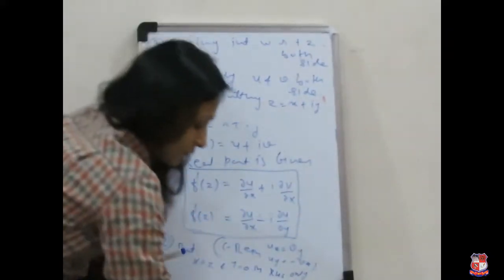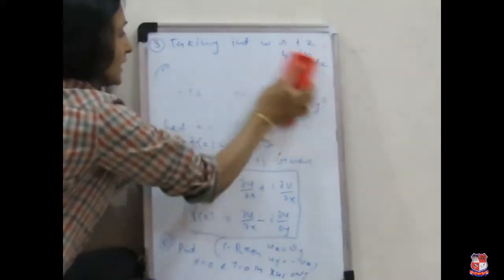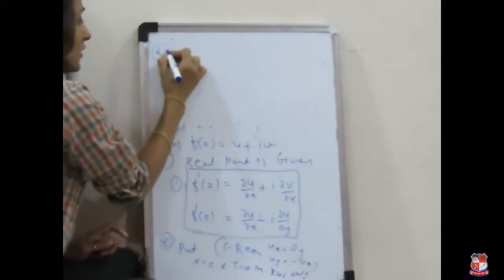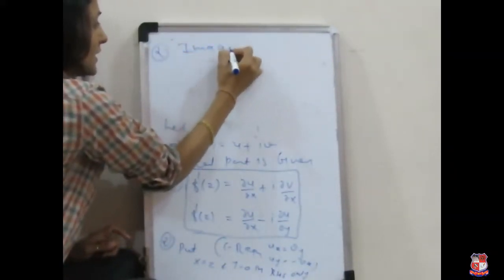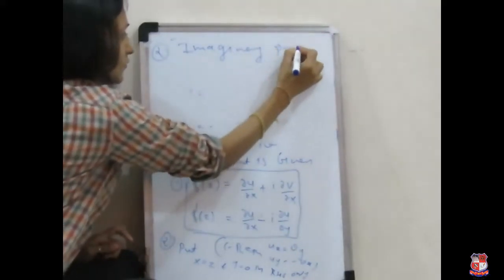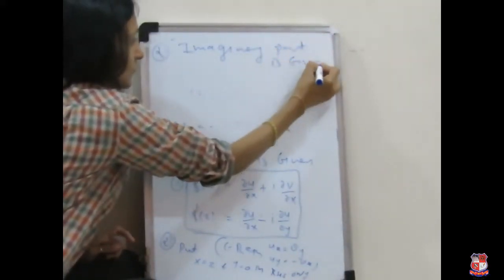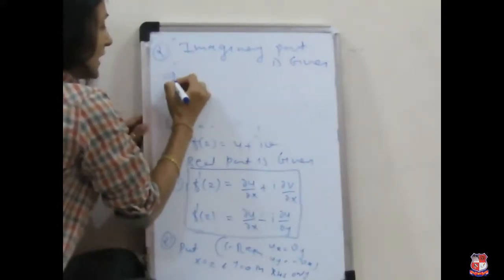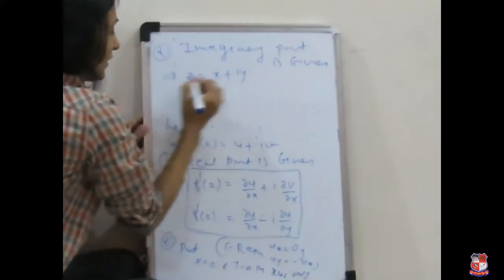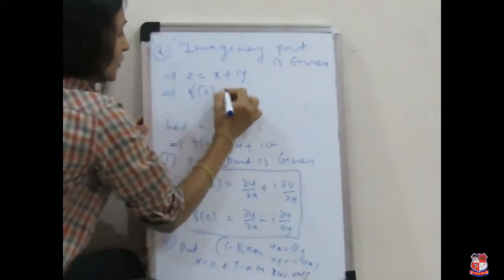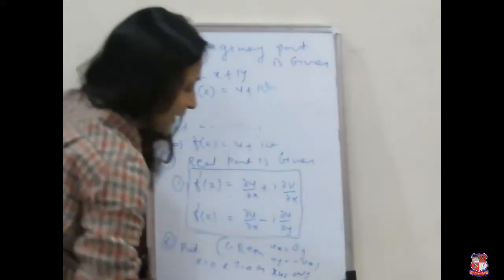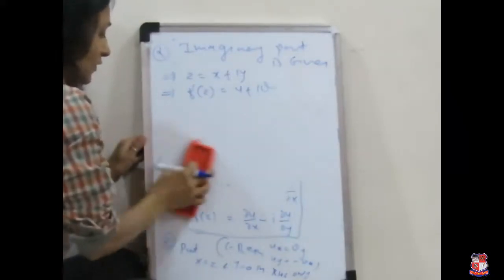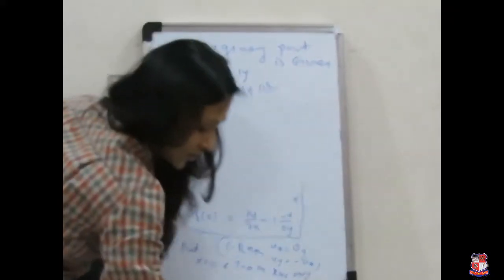Now second, what we have to do if we are given an imaginary part? Second method is, imaginary part is given. Then we take z is equal to x plus iy, that implies f z is equal to u plus iv. Same method applicable we use as in real part. Here we use the same method applicable for imaginary part also.